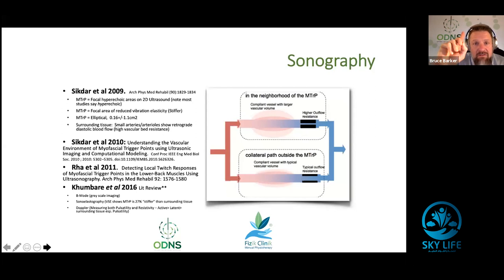But in a muscle with a trigger point, now we're looking at the top picture. At the top of your screen, you can see how with higher outflow resistance, Sikdar showed that not only do you get more peripheral resistance around the vascular bed in the trigger points, but there's even retrograde deoxygenated blood flowing back up the red artery. Now that's quite astounding, right? It looks like a compartment syndrome. On ultrasound, very definite changes around the neuromuscular end plate, the trigger points.